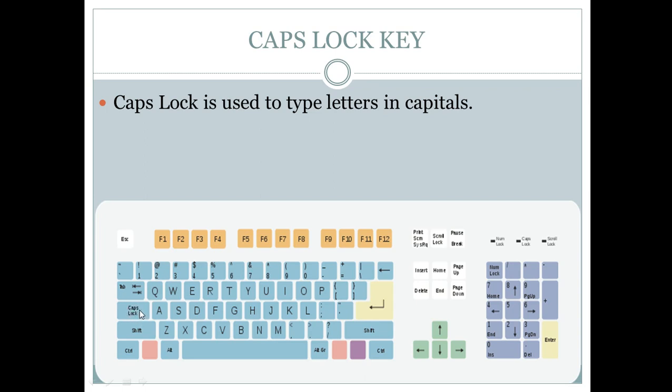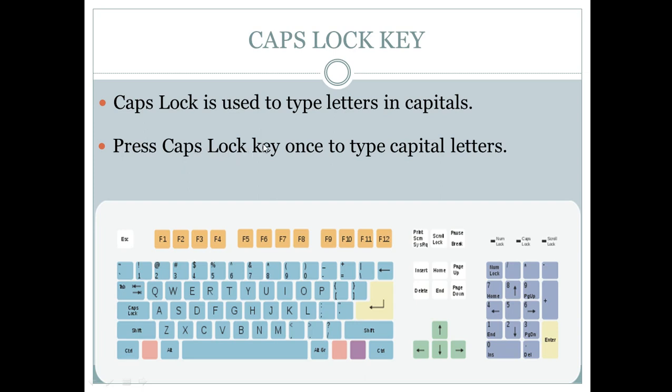To type letters in capital, what do we have to do? The first step is we have to press the caps lock key once. If we don't press the caps lock key, then whatever alphabet key we press, that letter will be typed small. To type a letter in capital, first we have to press the caps lock key, only once.